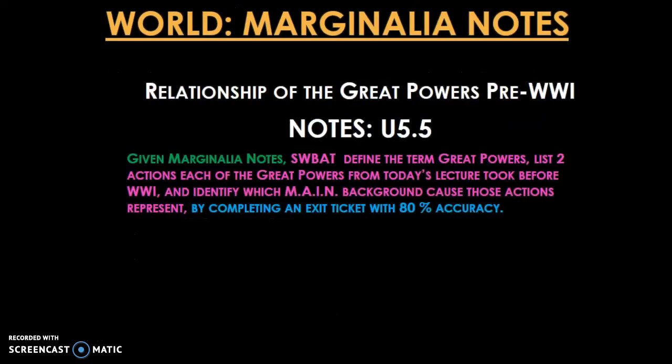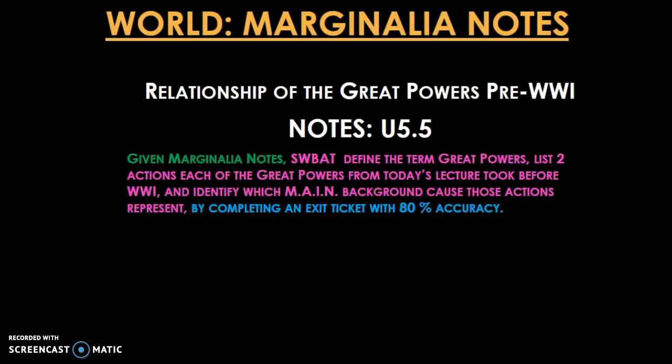Alright, so let's jump into the notes. The notes for today are going to focus on the relationships that the great powers had pre-World War I, meaning before World War I started. How were the European countries with lots of power treating each other? What were they doing? What were they not doing? How was their relationship positive or negative?